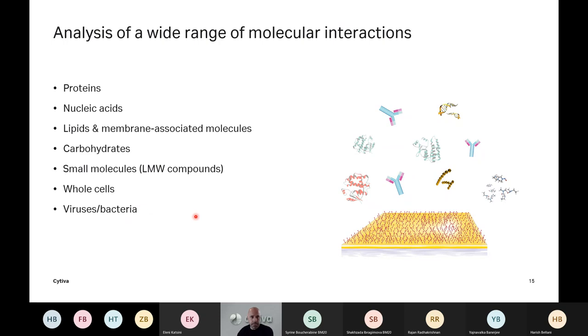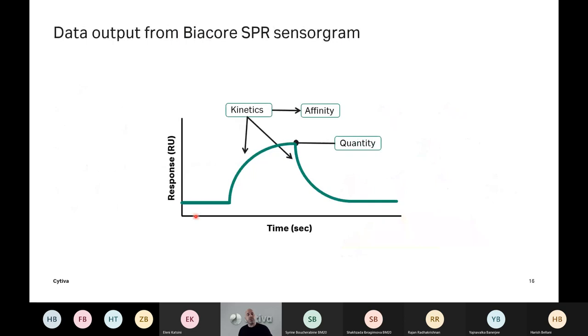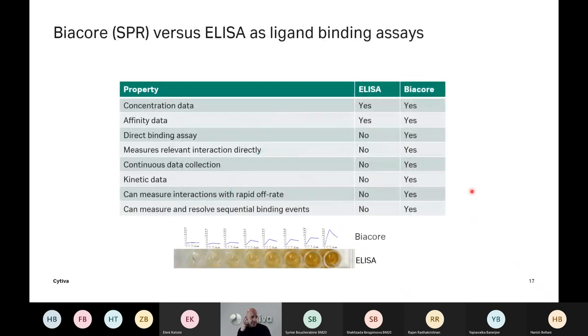So on the sensorgram, that is the plot that we get from the system, we can get a wealth of information regarding the interaction. We can get to know the kinetics of the interaction, we can get the affinity, the quantity of active molecules that we have in the sample, for example.